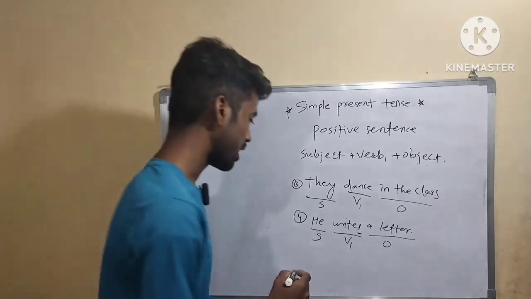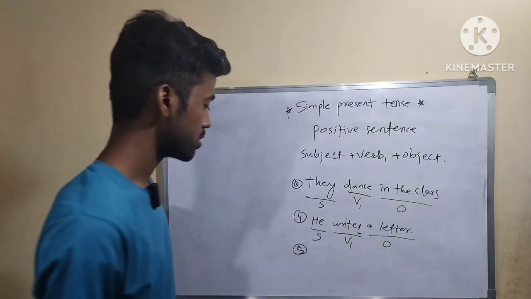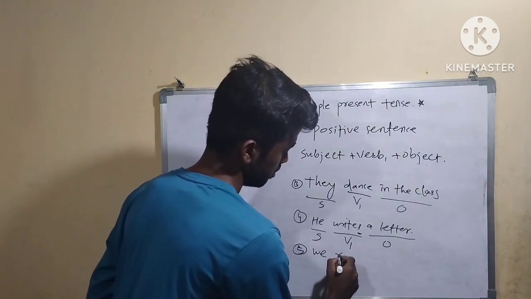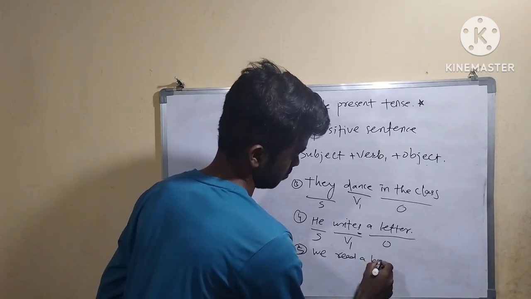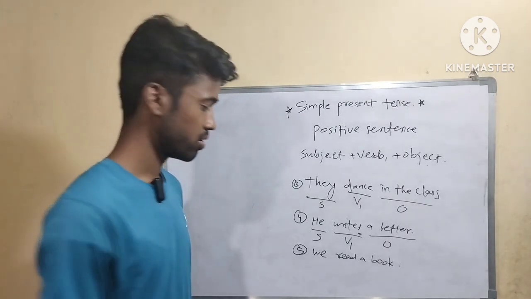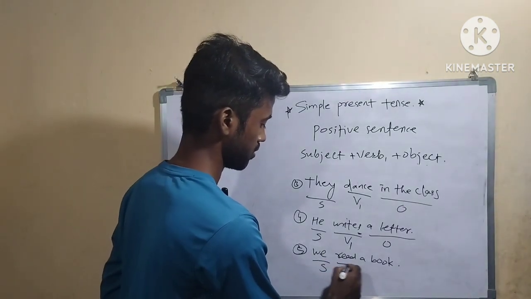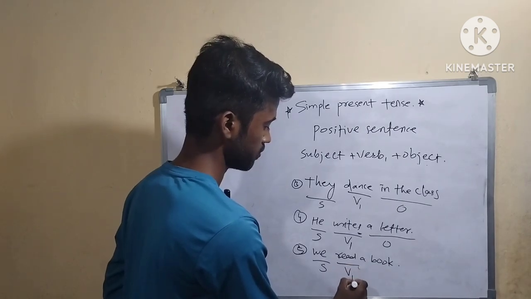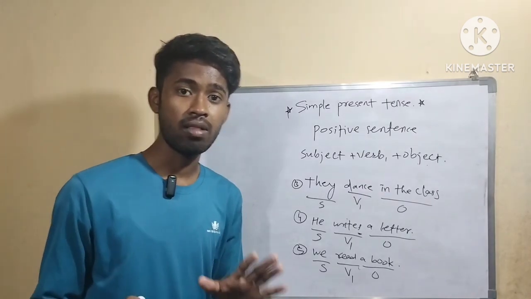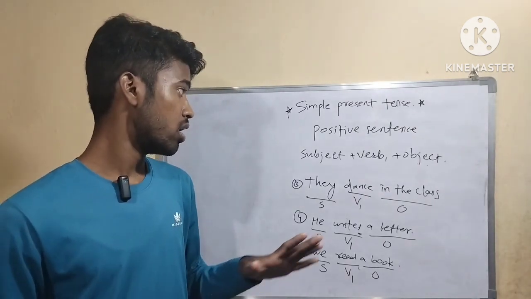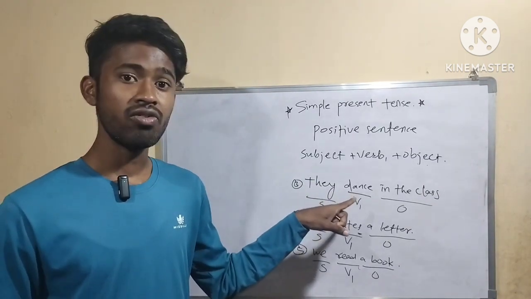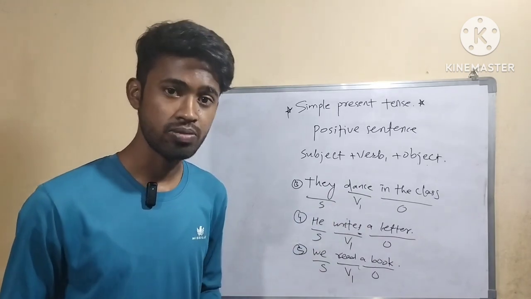Okay, after that, the last example I will take for you: we read a book. Now here, what is the subject? This we is the subject. Read is the verb first form, and a book is the object. So here I have taken almost 5 examples, and using them I explained how this structure works. First the subject will be there, after that the first form of verb, and in the last the object.